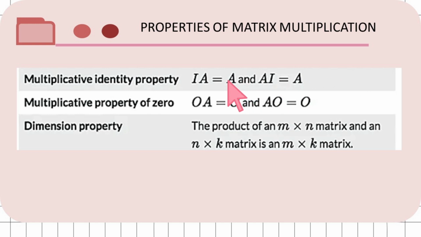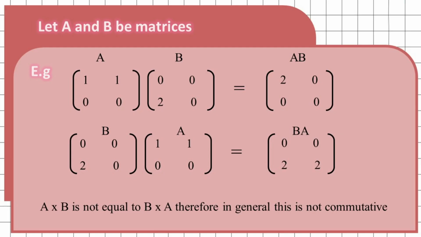So when we say identity, it is the product of a number and itself. That is why I times A is still equal to A, and A times I is still equal to A. Then the multiplicative property of 0, where the product of matrix O and A is still equal to O, and the product of matrices A and O is still equal to O. Lastly is the dimension property, where the product of an M by N and an N by K matrix is an M by K matrix.